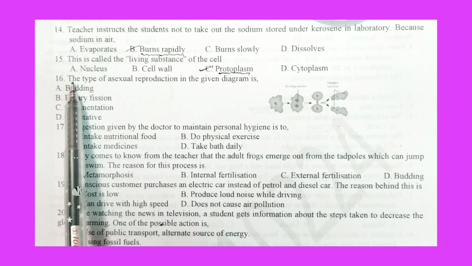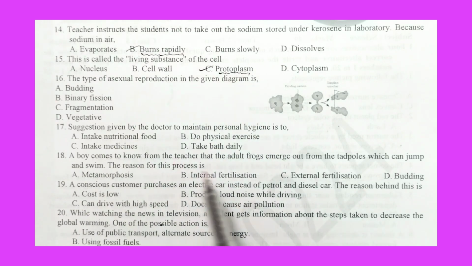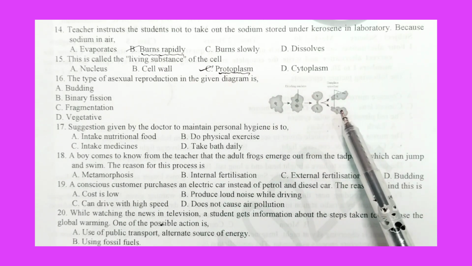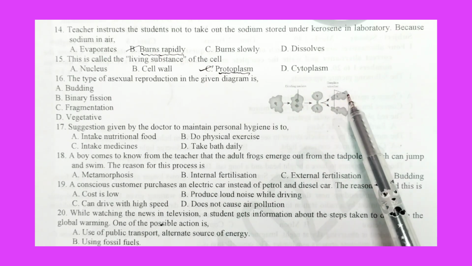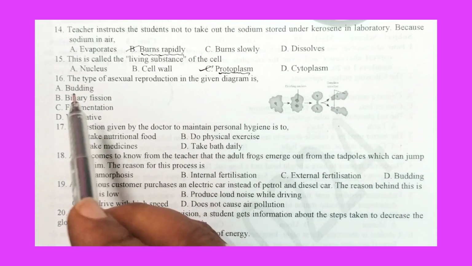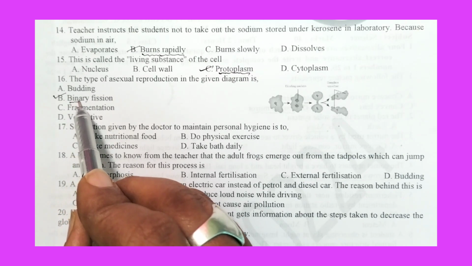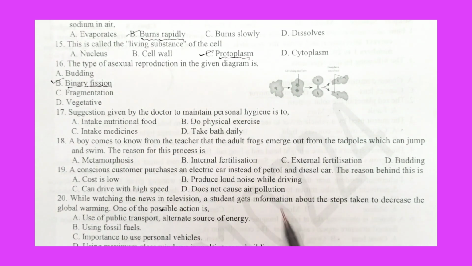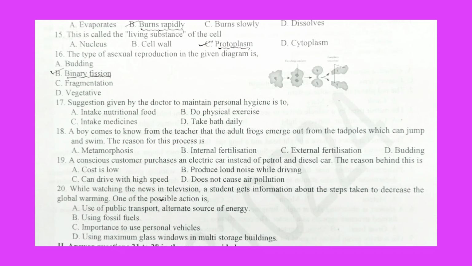Next, coming to the 16th question: the type of asexual reproduction in the given diagram. So observe that a single parent, a single mother body, is divided into 2 daughter bodies. A single mother cell is divided into 2 daughter cells. Since 2 daughter cells are formed, it is binary fission. Fission means split. The mother cell divides into 2 daughter cells. Therefore it is called binary fission.